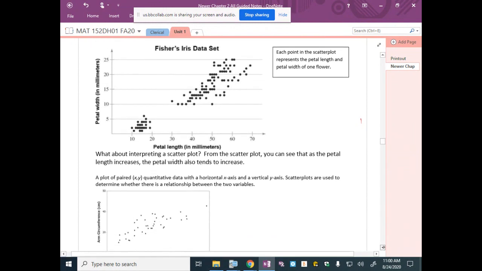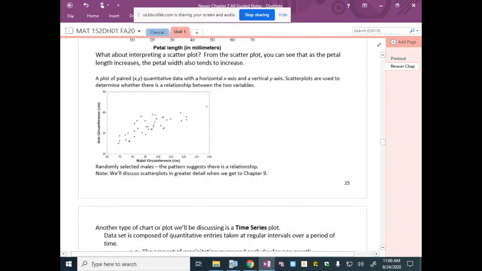So another set of data could be waist circumference and arm circumference. And it goes to show, all right, we think there is a relationship between one's waist circumference and their arm circumference. Now, I'll tell you, when I was younger, I've always had a gut, but my arms were scrawny. I would have probably been somewhere in here, called an outlier.